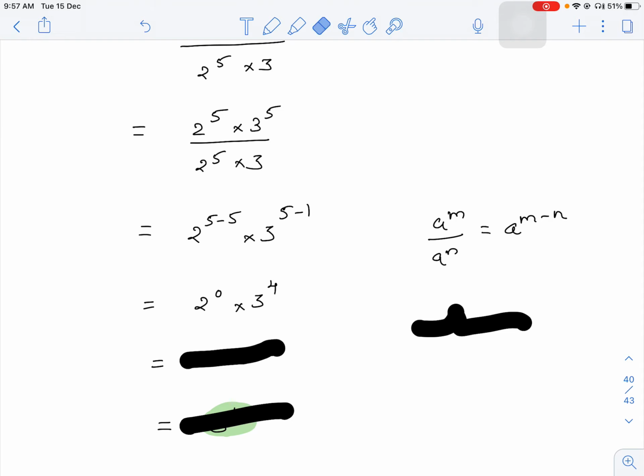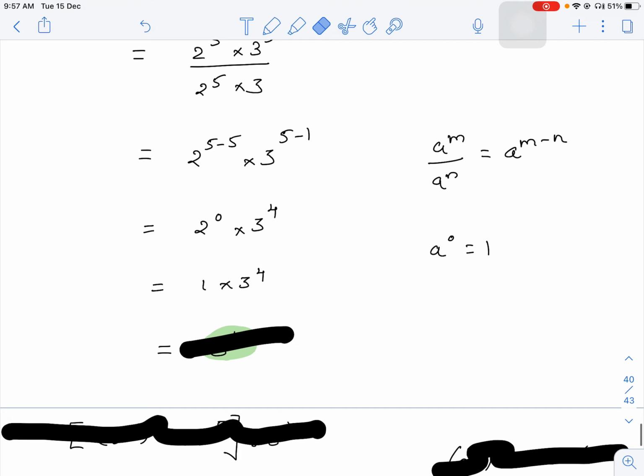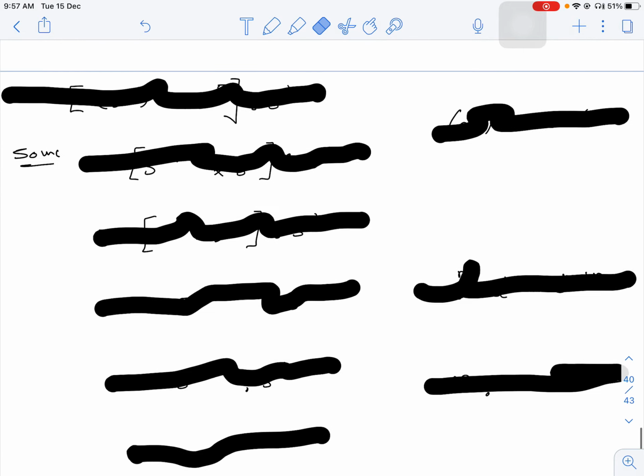Now we have learned a rule: any number raised to 0 is equal to 1. So 2 raised to 0 will also become 1. So we get 1 into 3 raised to 4. So finally our answer will be 3 raised to 4. Okay, let us consider one more example.